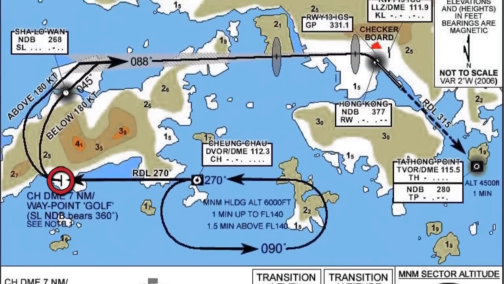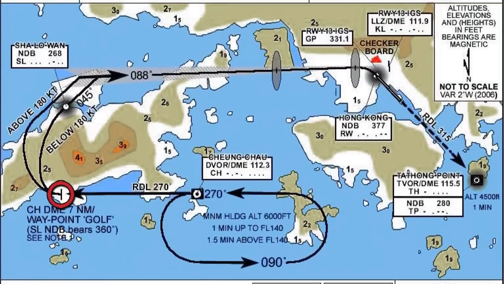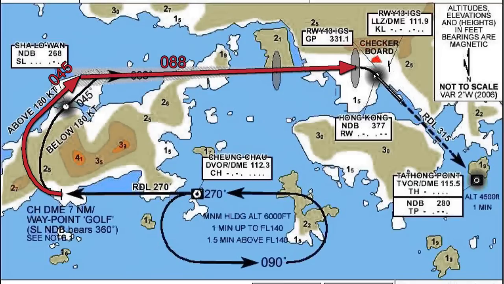From Point Golf, we'll start a right turn to intercept the localizer. Now, there are two ways to do this turn. The first way is that if we're flying the approach at 180 knots or above, we'll automatically turn to a heading of 045 and intercept the localizer.